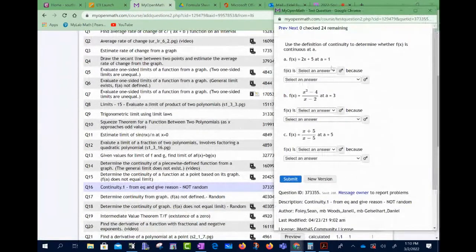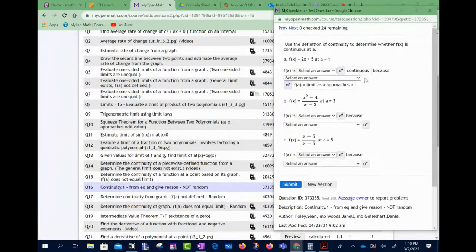Okay. So same type of problem. Look, if I click on this, it'll tell me continuous because f of a is equal to the limit as x approaches a, right? So we say that in order for it to be continuous, the limit has to exist, the function evaluated at that value has to exist, and they have to be the same, right?